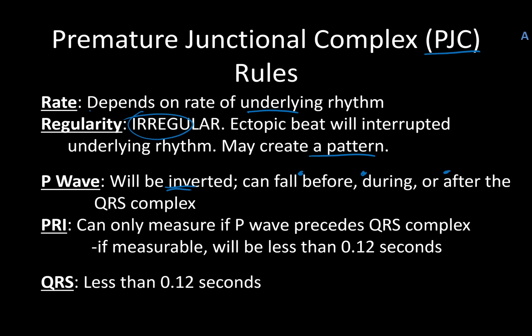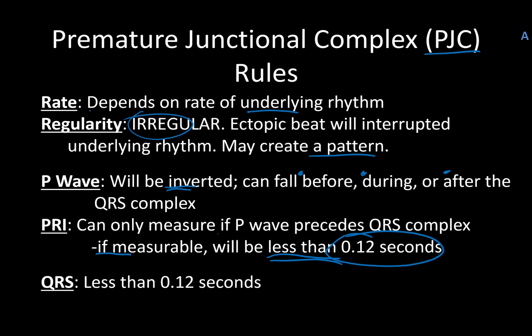If you have a P wave, this is the next big important thing on any kind of junctional rhythm. If there is a P wave before the QRS, it will have a PRI less than 0.12 seconds, and that's absolutely key. If you have an inverted P wave, but that entire PRI is not shorter than this, then that means it's not actually a junctional complex.